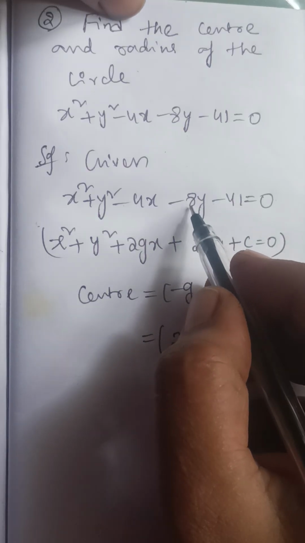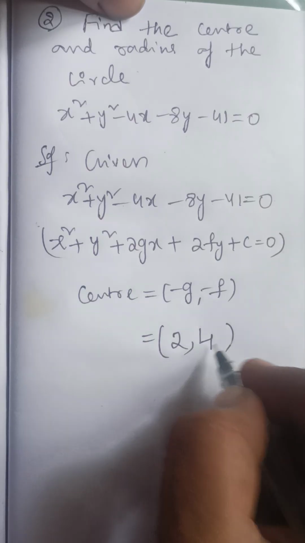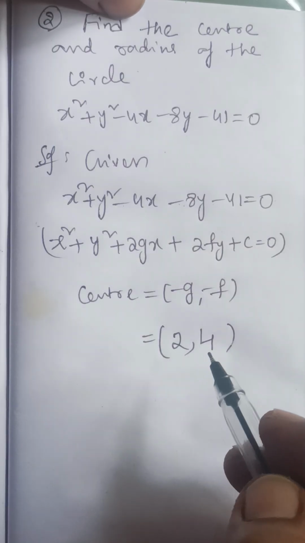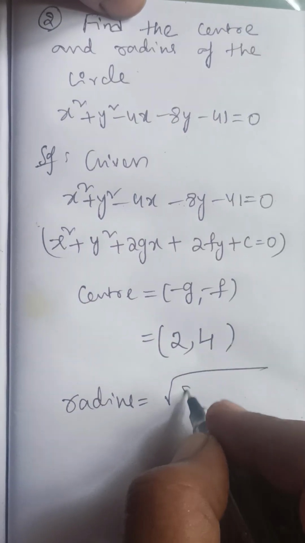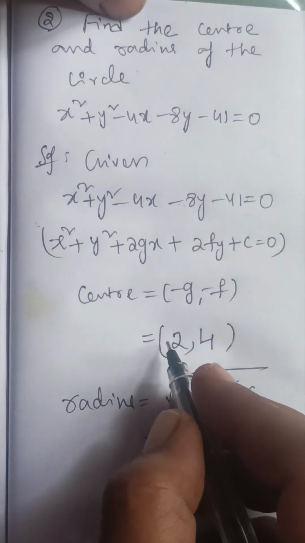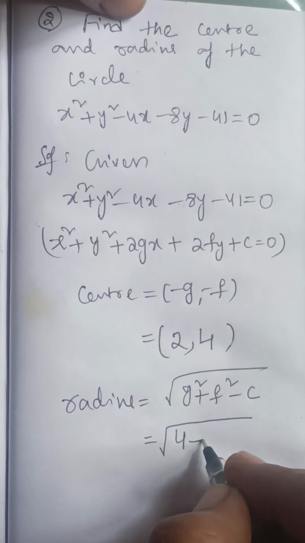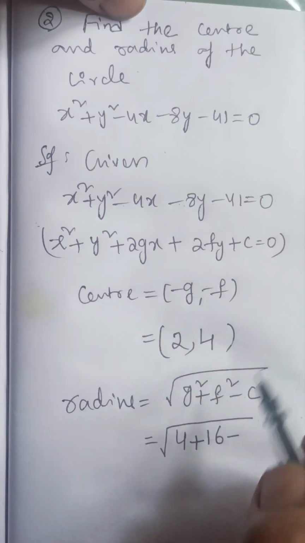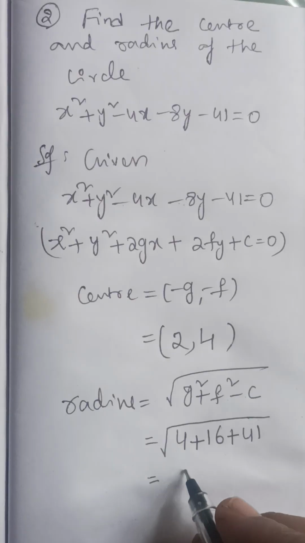Okay, next the y coefficient is minus 8. Take half of 8, which is 4, and take the opposite sign. Opposite sign means here it is minus, but take plus. So (2, 4) is the center, and the radius is root of g square plus f square minus c. So g is minus 2, because minus g is 2. Minus 2 whole square is plus 4. Minus 4 whole square is 16. And c is minus 41, so it will be plus 41 here. Root 61.